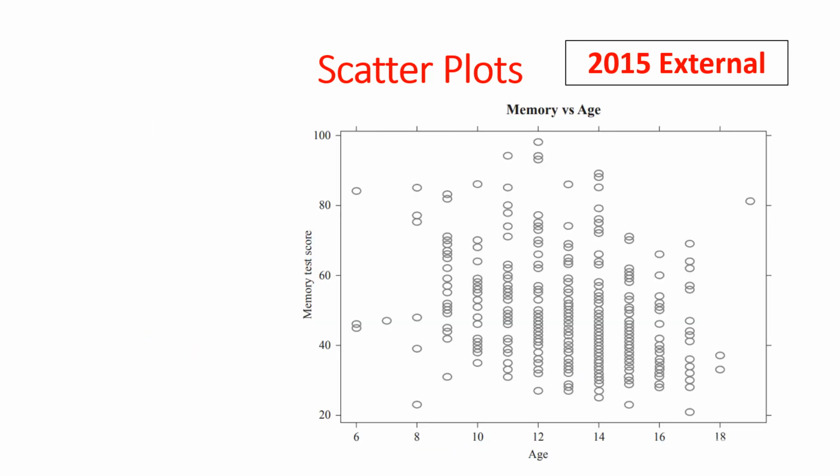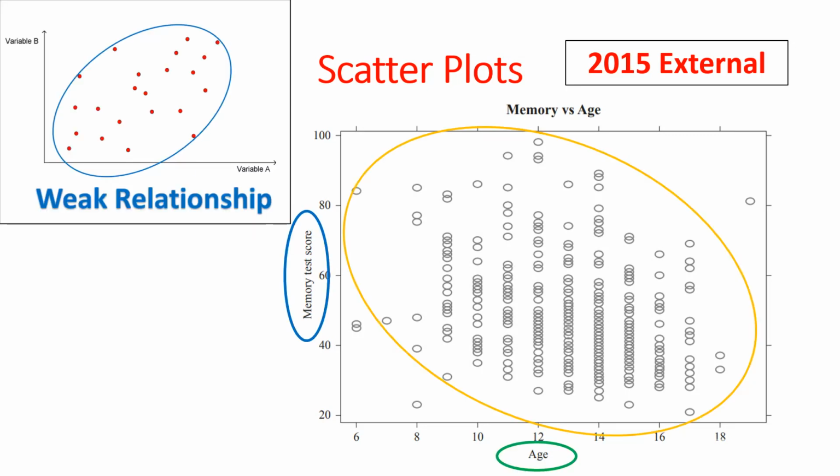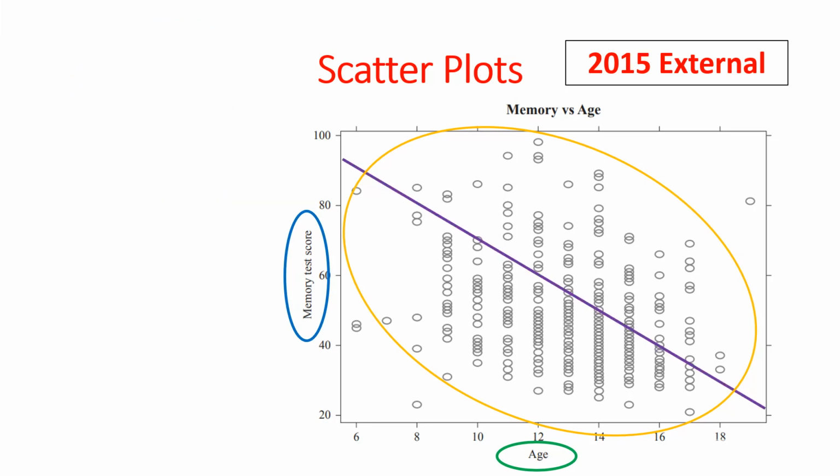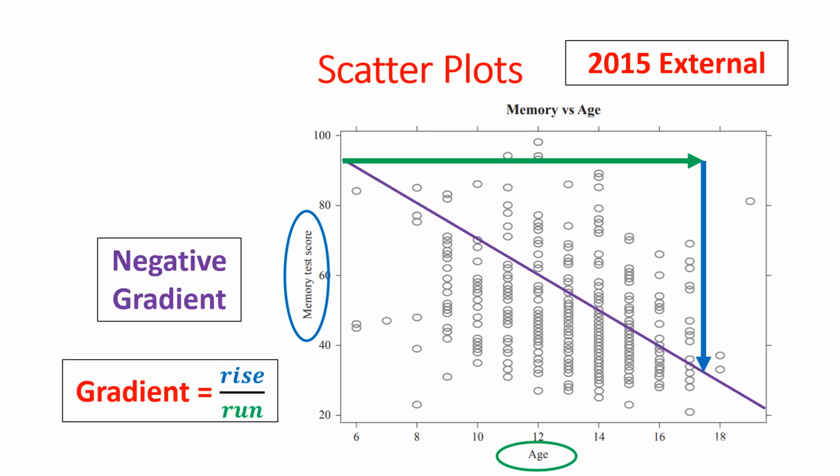But if I was to look at an older exam, the 2015 one, which measured the memory test score against age, first of all, it's a pretty weak relationship. But also, as I add in my line of best fit, notice a negative gradient, which means as the age increased, the memory test score generally tends to decrease.